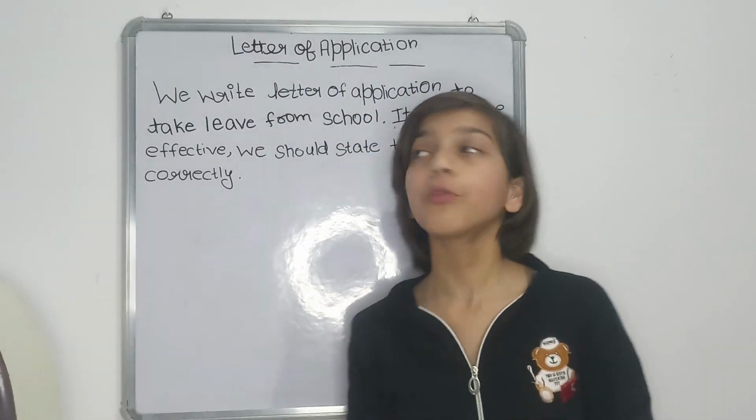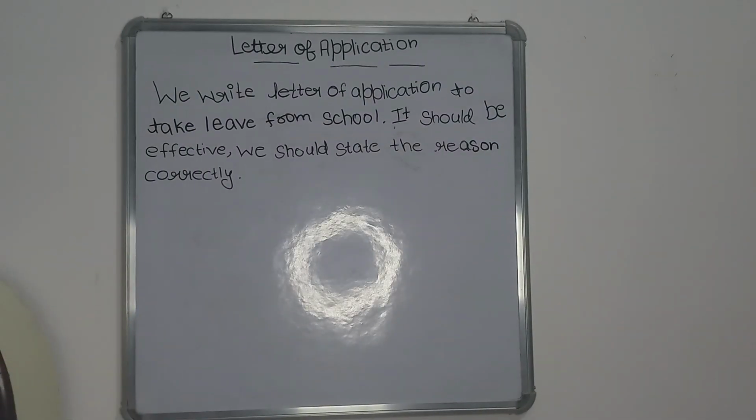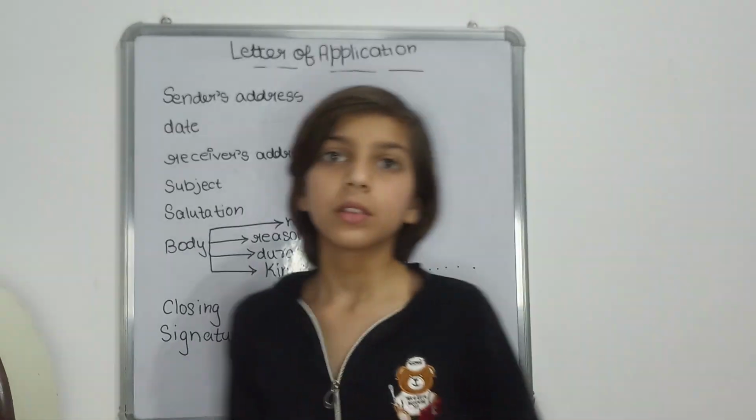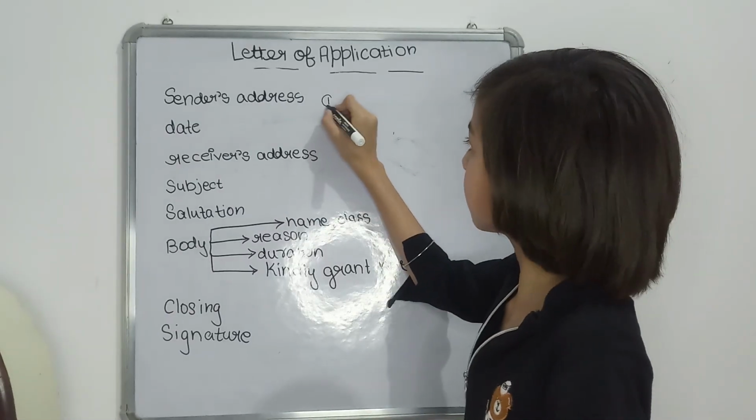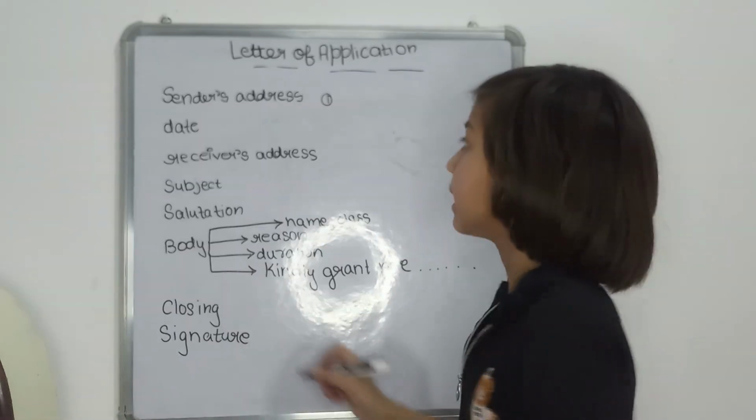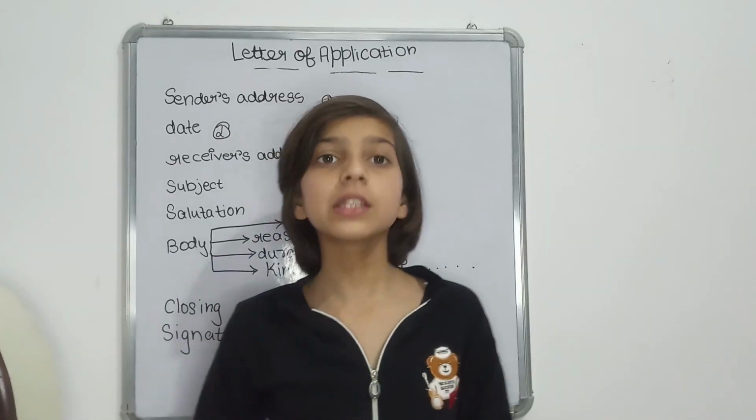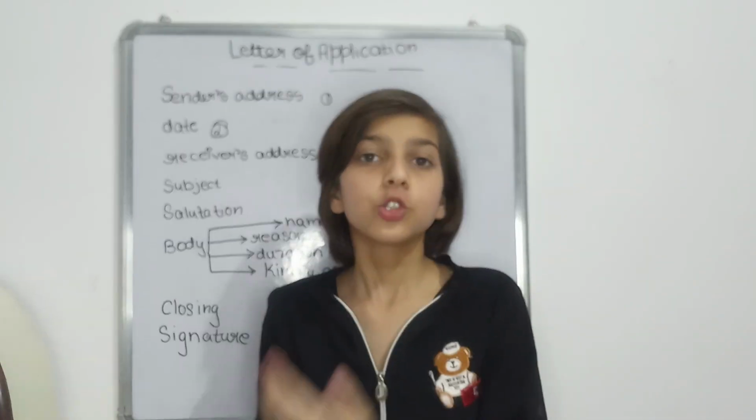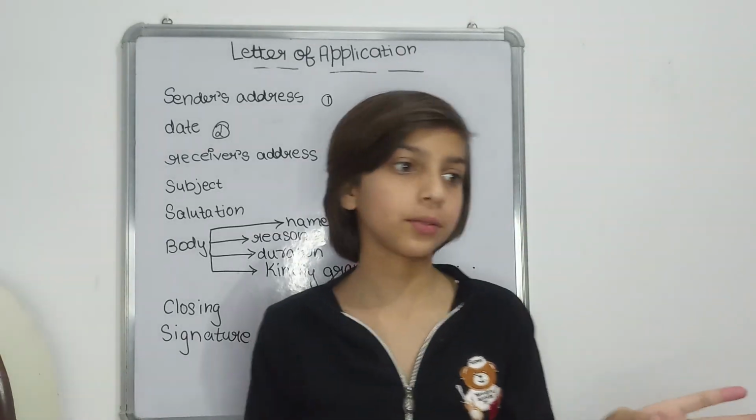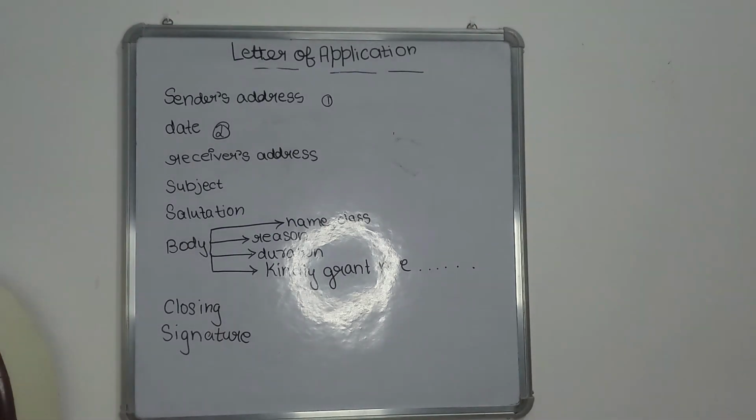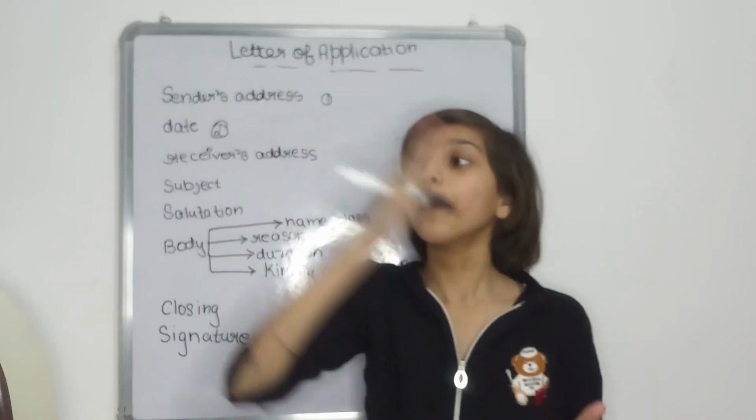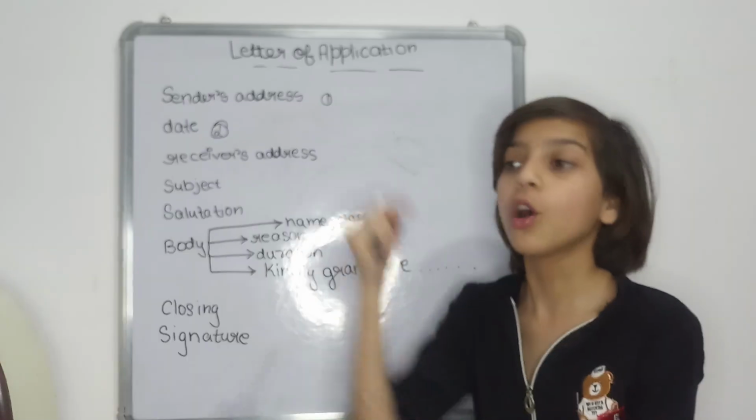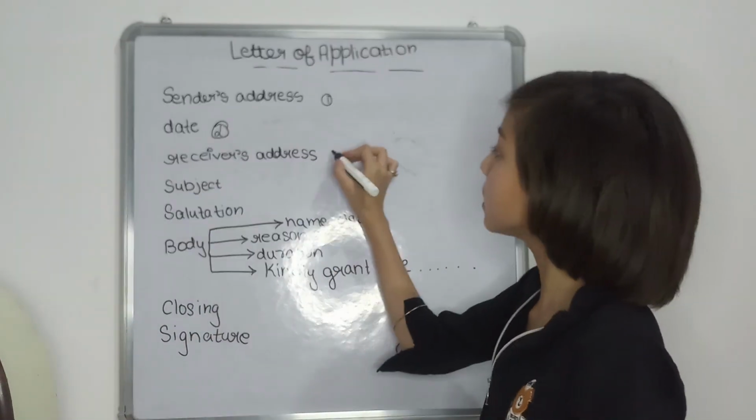Now let us study the format of a letter of application. First is the sender's address. Then you need to write the date. Sender's address means the person who is sending, so it is my address first of all. Then write the date. Then write the receiver's address. The receiver is the person you are sending the letter to, so write the address of the place you want to send it to. That is the third step.